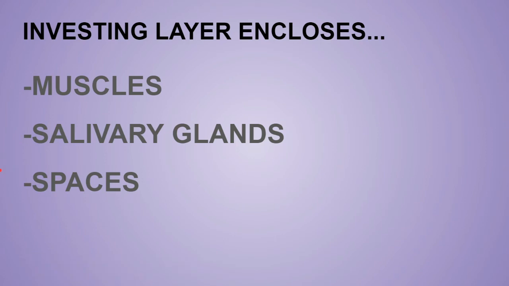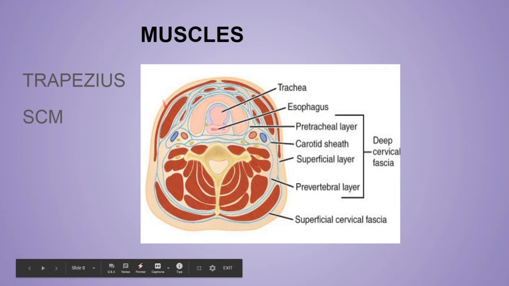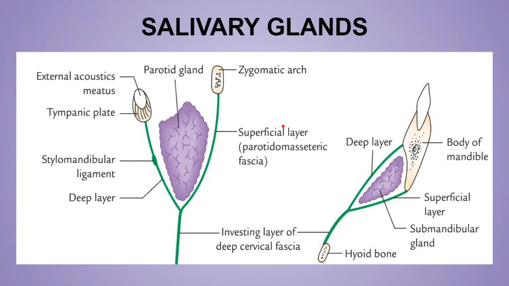Now the structures which are covered or enclosed by the investing layer of the fascia colli. It mainly encloses three main structures: the muscles, salivary glands and the spaces. First of all, which muscles? Two muscles: the sternocleidomastoid, the muscle of the neck, and the trapezius muscle, the muscle of the back of the neck and the back. These two muscles on both sides, the SCM and trapezius, are enclosed by the investing layer of the deep cervical fascia. Now salivary glands, also two: the parotid gland and the submandibular gland.